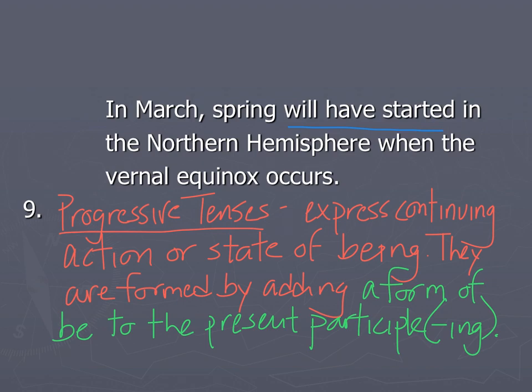And then the progressive tenses express a continuing action or state of being, and they're formed by adding a form of be to the present participle. So that's going to be -ing. So it could be is running, was running, will be completing, he has been finishing. A progressive tense is just anything that ends in -ing. Simple enough for today. Okay?